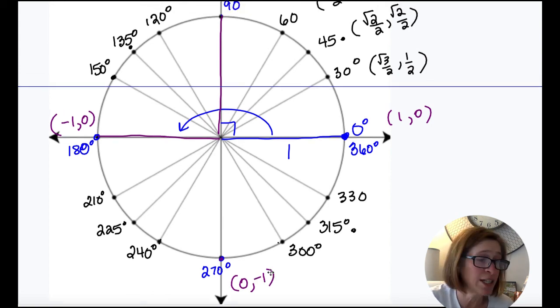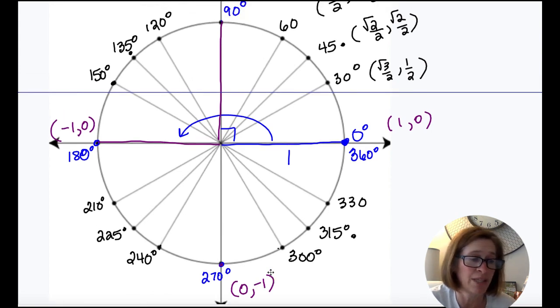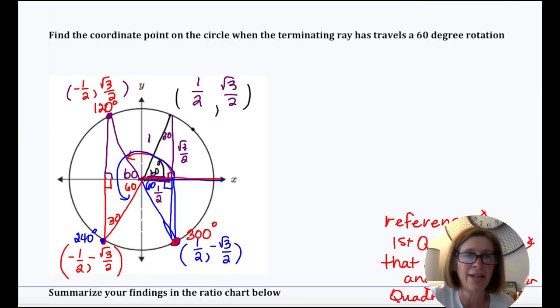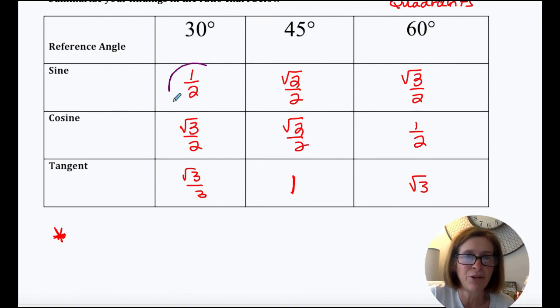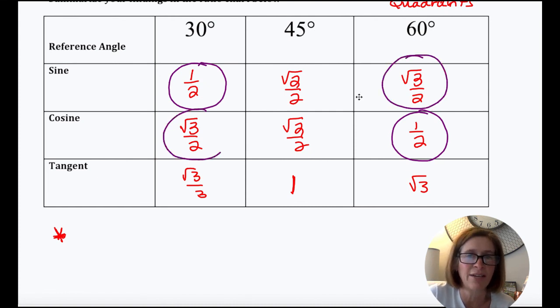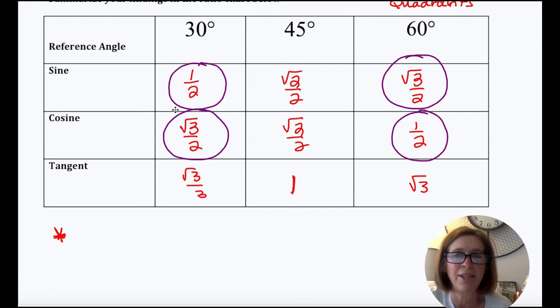All right, so we talked about the fact that it's really important that you know these values. I would really start practicing just drawing a circle out and getting your angles in place, and also really looking at your reference angles. This chart is going to be helpful. And there's a couple of patterns that you might pay attention to. The sine of 30 is the same thing as the cosine of 60. And the cosine of 60 is the same thing as the sine of 30. And we're going to talk about that relationship tomorrow.